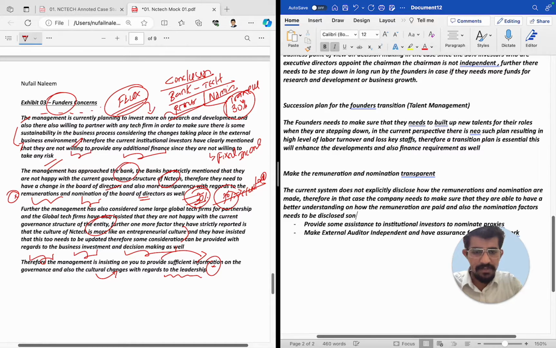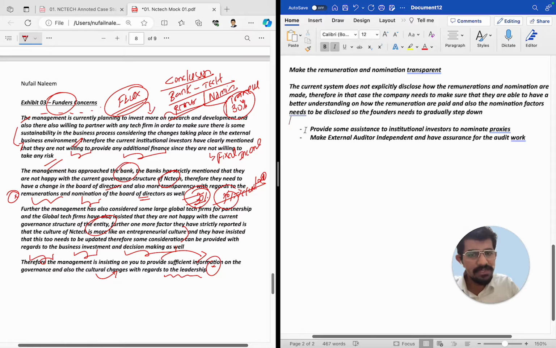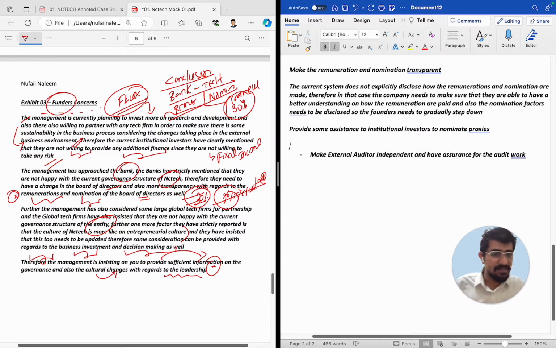So the founders need to gradually step down. So students, that is one factor that you have to keep in mind. Now, students, moving to the next one, provide some assistance to the institutional investors to nominate proxies. That is a very important point.